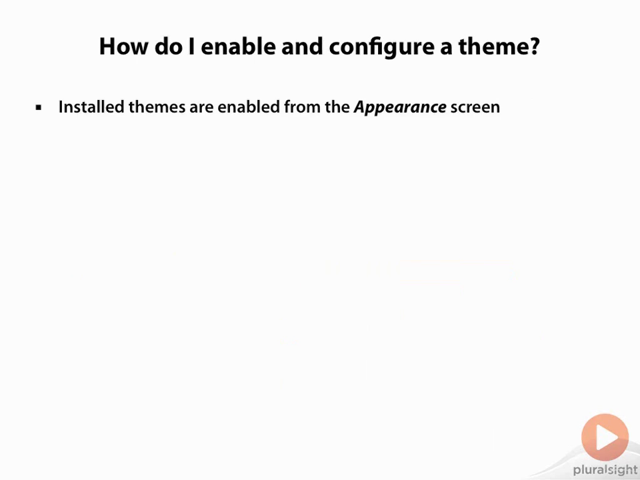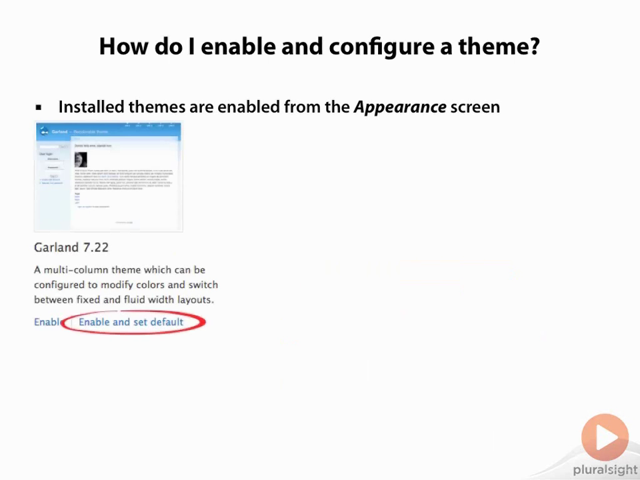To enable and configure a theme once it's been installed, you'd go to the Appearance screen. Now, on that screen, for any installed theme, you'd have the option to enable it or enable it and set it as the default. Now, this implies that you could have more than one theme enabled at the same time, and you certainly can. In advanced Drupal theming, it's possible to, for any given request, route the request to be rendered by a different theme based on the context. In fact, you see this happening with the administrative theme.